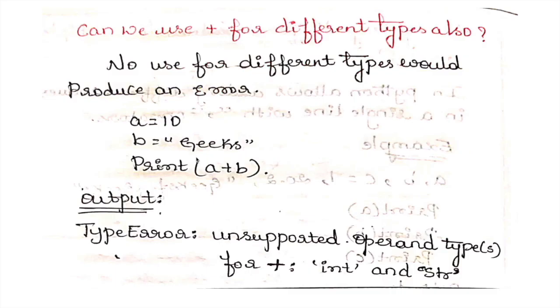Now, can we use plus for different types also? No, we can't do that. Using it for different types would produce an error. For example, a is equal to 10, which means it's an integer, and b is equal to "Geeks", which is a string. Can you add an integer and a string? No, a plus b will give a type error, unsupported. Whenever you want to concatenate, both the types should be strings only. Here it's not the case. A is an integer, b is a string, so it will print an error. Getting my point, guys? Suppose you have any doubts, please post them in the comment section.